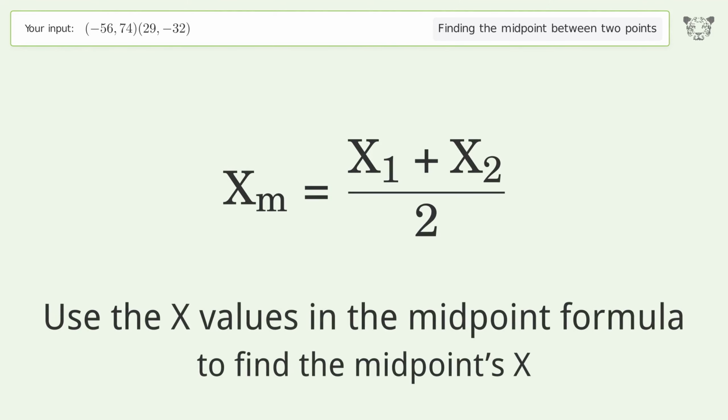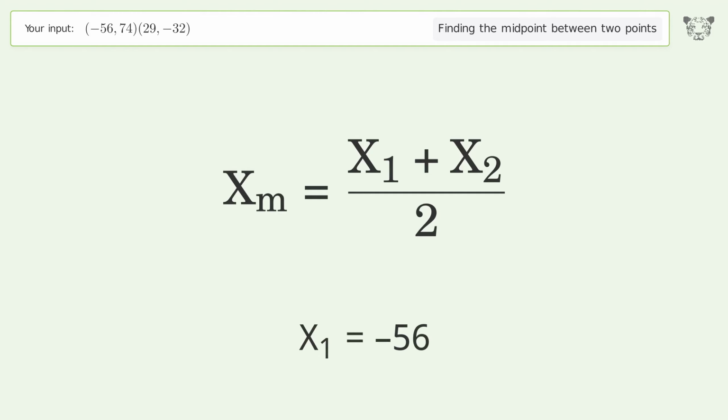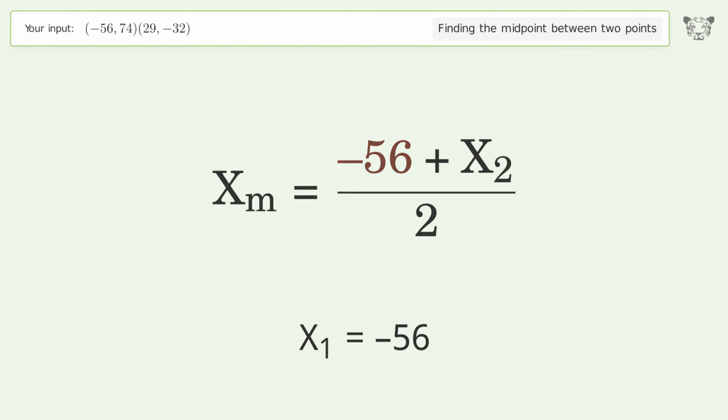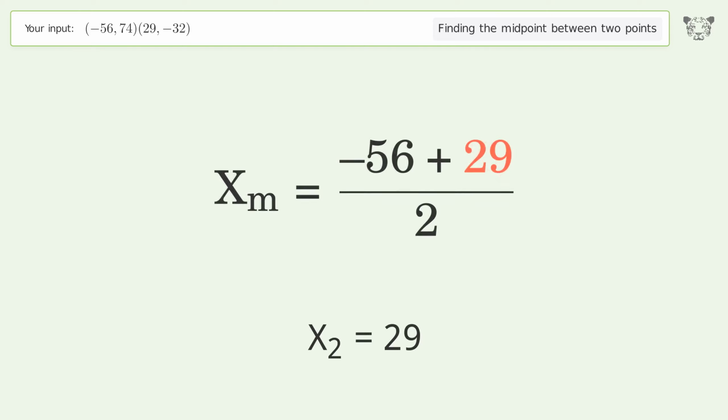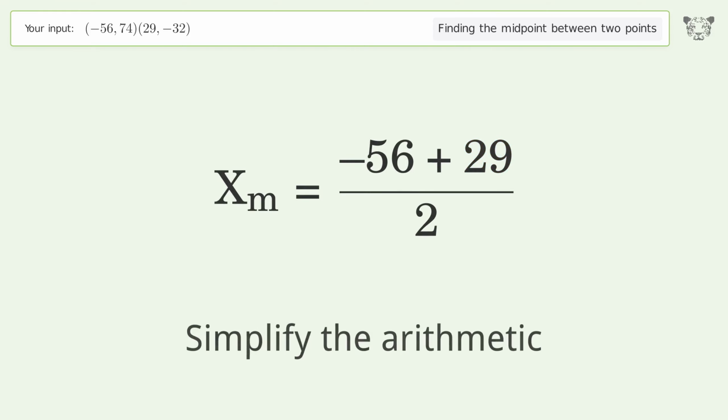Use the x values in the midpoint formula to find the midpoint's x. x1 equals negative 56. x2 equals 29. Simplify the arithmetic.